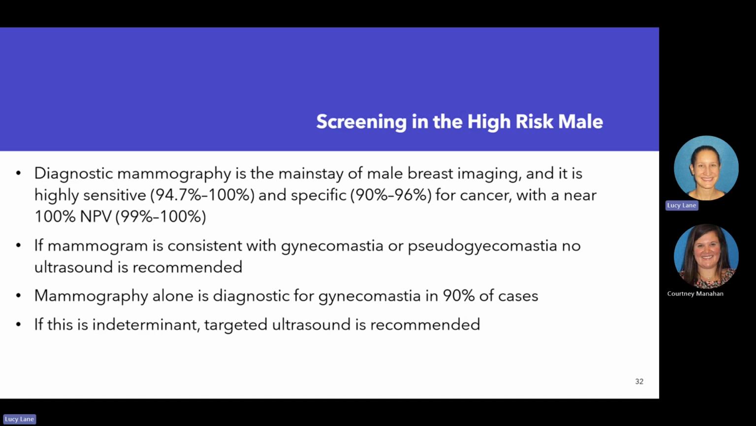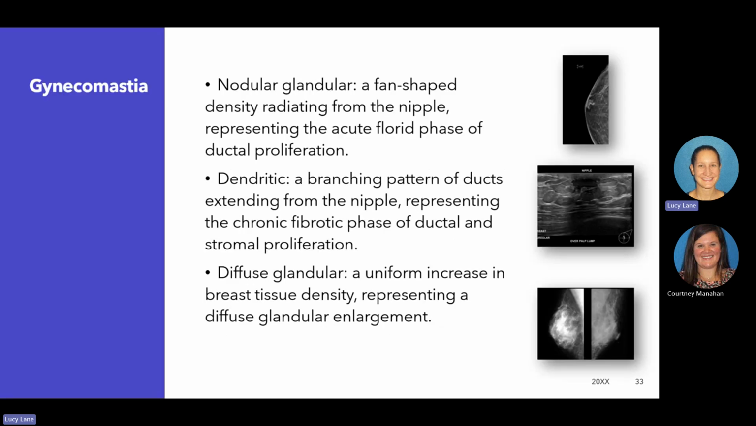So, diagnostic mammography is the mainstay of male breast imaging. It's highly sensitive and specific, with a near 100% negative predictive value, which just means that if we say that there's nothing going on, more likely than not, we're correct. If mammogram is consistent with gynecomastia or pseudogynecomastia, we don't have to do an ultrasound. And mammography alone is diagnostic for gynecomastia in 90% of cases. Then, if we're not sure, we can do a targeted ultrasound.